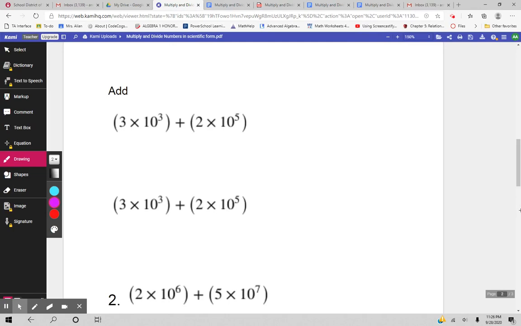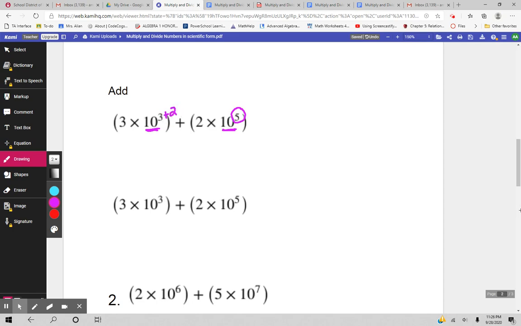Well, when you're adding numbers in scientific form, you first have to make sure you have powers with the same exponent. Okay? What I like to do is always raise the power with the smaller exponent to match the one with the higher exponent. So we want to match this power right here. That means we have to add 2 here.